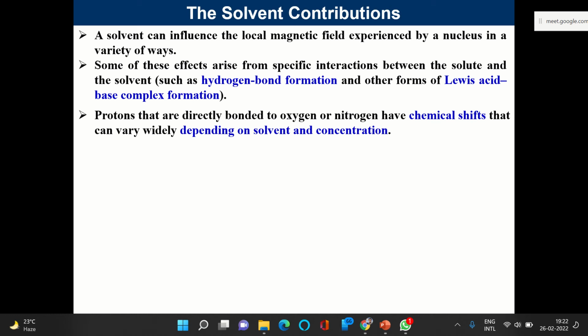So in today's class, we are going to discuss the solvent contribution. As I told you in previous classes, there are three types of contributions which can affect the actual magnetic field that is experienced by the concerned nucleus. So we had local effect, neighboring group effect, and then the solvent. This is the third one in that series.